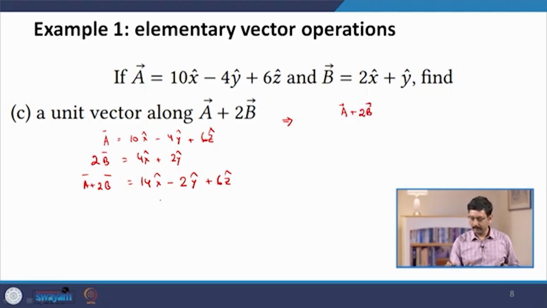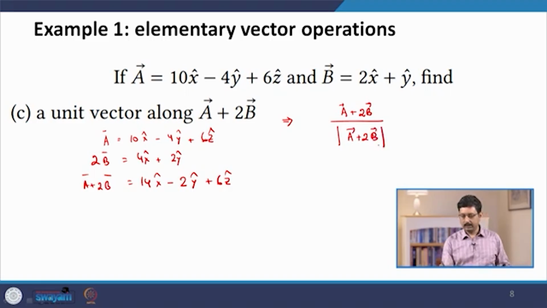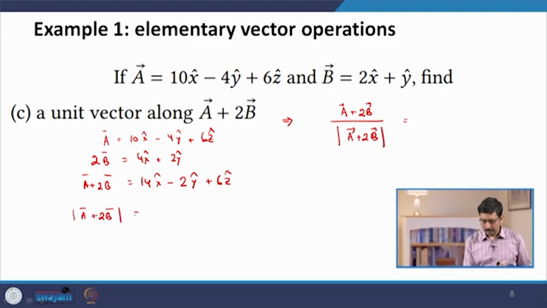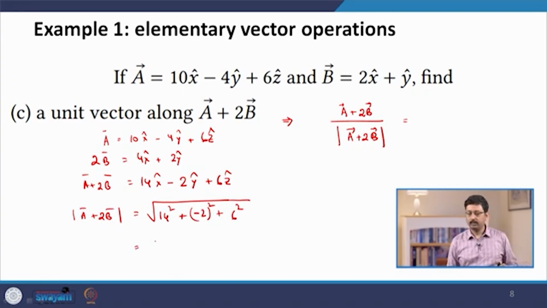So, we have found the vector which is a plus 2b. Now, if I divide it by the magnitude of a plus 2b, that represents the unit vector along a plus 2b. So, we need to find the magnitude. So, the magnitude is 14 square plus minus 2 square plus 6 square. The magnitude by definition is always positive. So, we always take the positive square root.